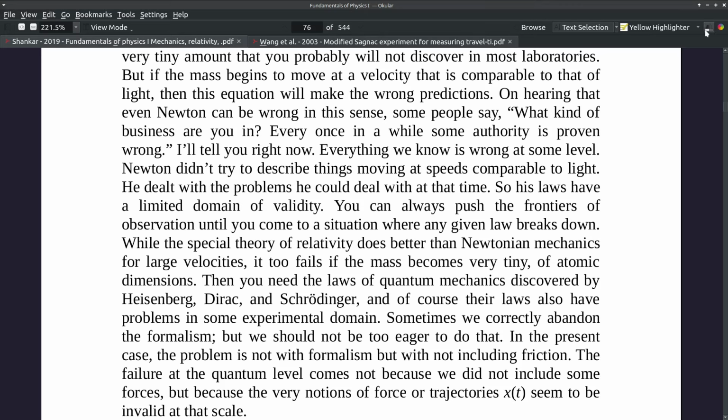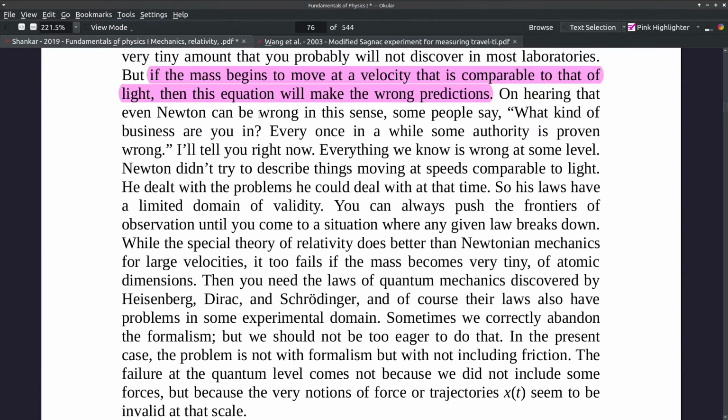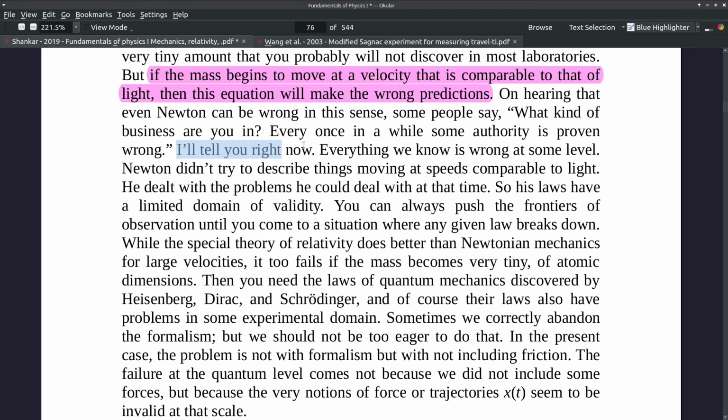On hearing that even Newton can be wrong in this sense, some people say, what kind of business are you in? Every once in a while, some authority is proven wrong. I'll tell you right now, everything we know is wrong at some level. This is interesting. Newton didn't try to describe things moving at speeds comparable to light. He dealt with the problems he could deal with at that time. So his laws have a limited domain of validity. You can always push the frontiers of observation until you come to a situation where any given law breaks down.